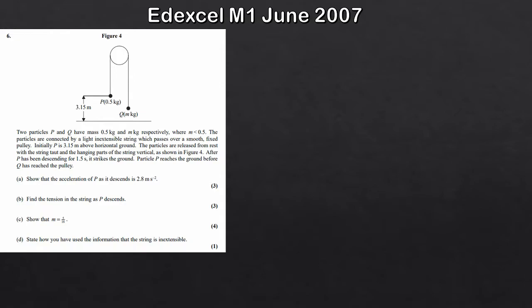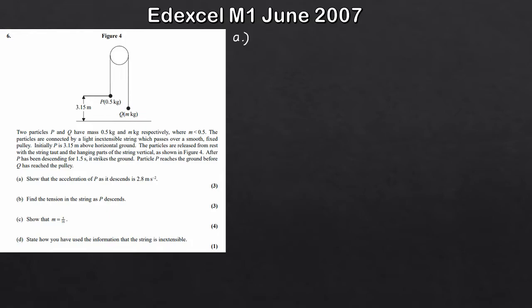So this question here, quite a lot of marks for this. In total, I think there's 11. Yeah, 11. So let's start step by step. Quite a few different things going on. So part A first then, we want to show that the acceleration of P as it descends is 2.8 m/s². Well, don't forget this topic works with SUVAT as well, and SUVAT is very important for all of your mechanics essentially.